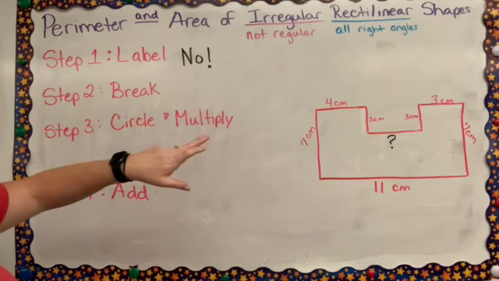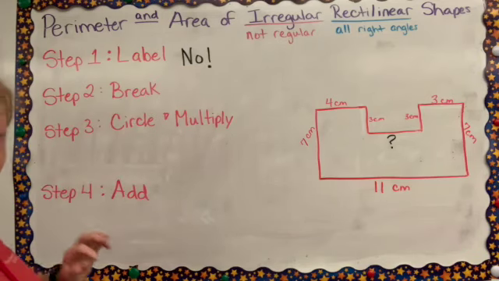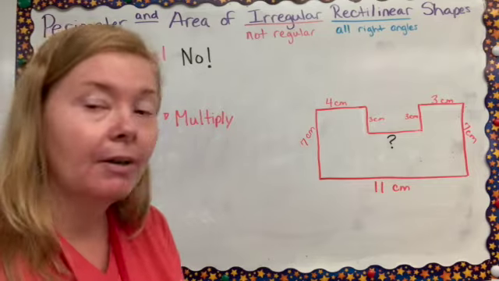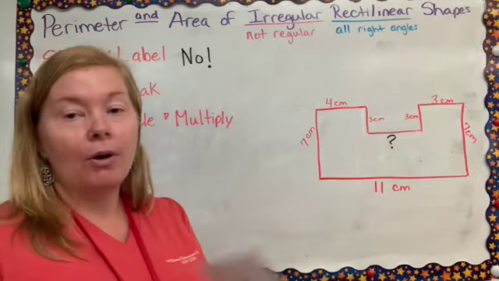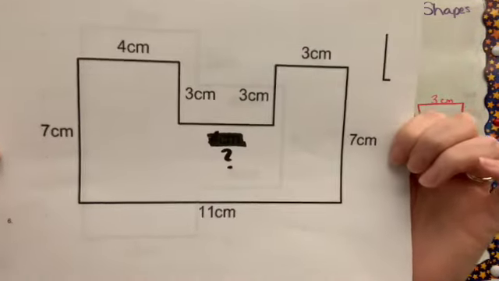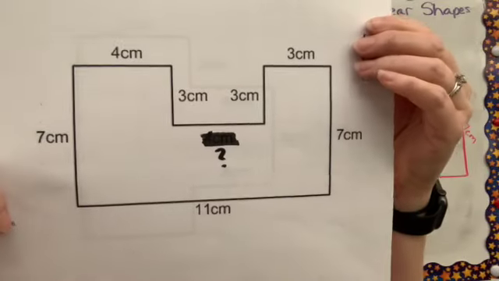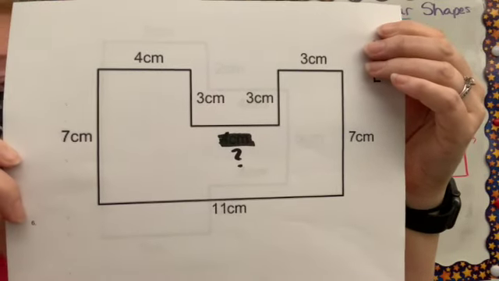We know that this is not labeled, so we need to label it. That's our first step. Here is your shape. Take a moment to pause the video and draw this shape on your whiteboard with the labels. Pause.